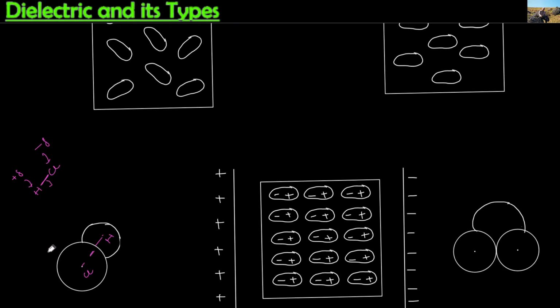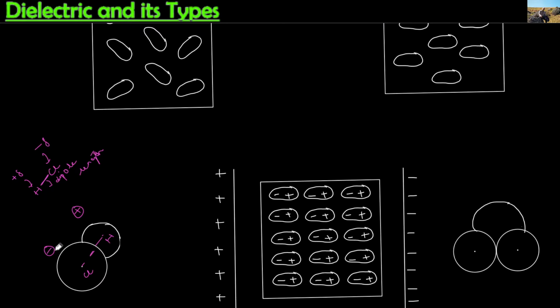So this will be the negative end, and this will be the positive end, and there is some distance between them, which is the length of the dipole, or dipole length. Which means that these two atoms will be separated by a finite distance.